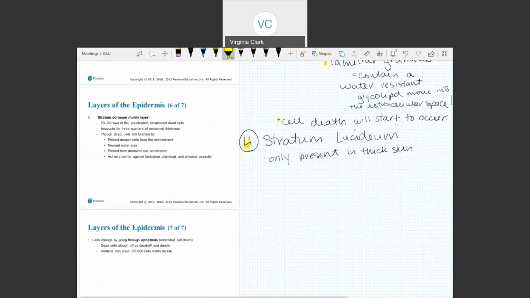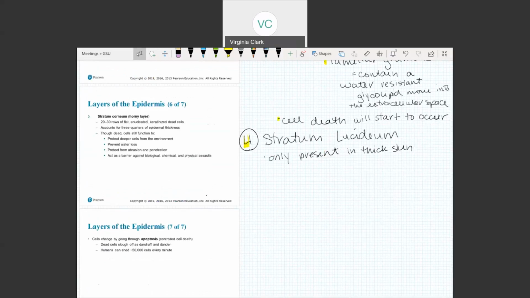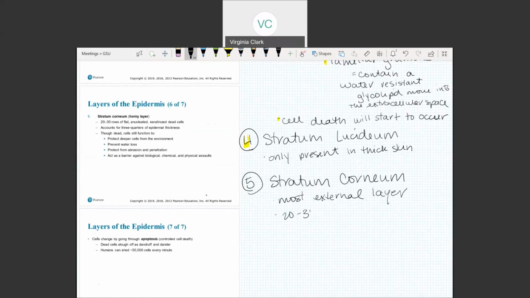So then the last layer is going to be the stratum corneum. And this layer is the most external layer. So stratum corneum. This is the most external, most superficial layer. It will actually consist of 20 to 30 rows of anucleated, keratinized skin cells.